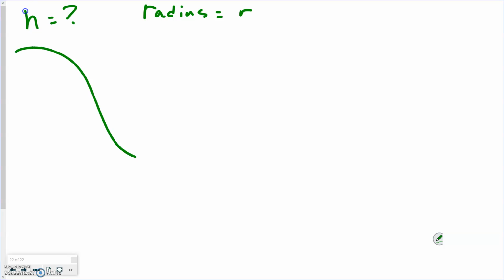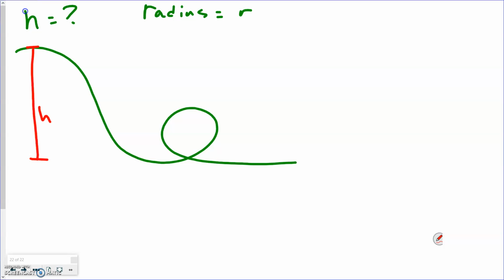Take it out. Because basically, it says, how high of a hill do we need in order to get a loop of radius equals r? That's what we're giving you. If you want to put a number in for the radius, you can, but it doesn't change how we do step C. So we've got a roller coaster, something like this. We want to know what height we need in order to make a loop of radius r.